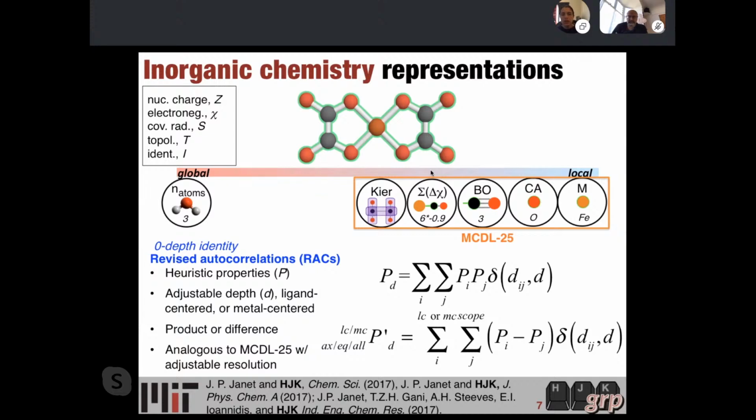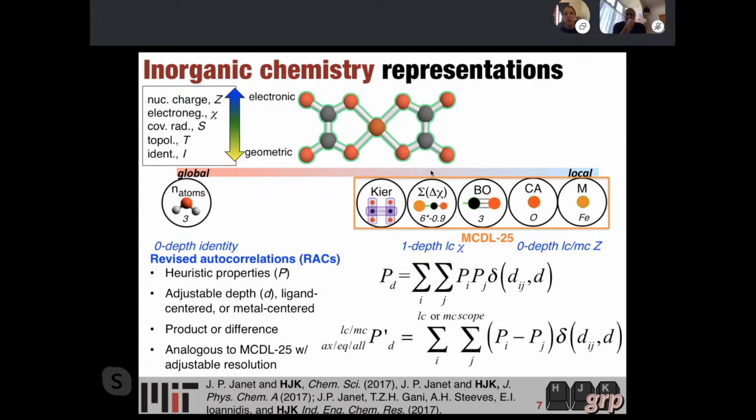And so this turns out to be analogous and able to reproduce MCDL25, but in a much more systematic way. So for example, the number of atoms is just the 0 depth identity RAC definition, but also the MCDL25 descriptors are, for instance, the 0 depth ligand-centered or metal-centered Z, which encodes the metal and coordinating atom identities. This electronegativity difference is the 1 depth ligand-centered difference chi-RAC, and so on. And I'll come back to these descriptors and what we can learn from decomposing our predictions in terms of which of these matter the most.